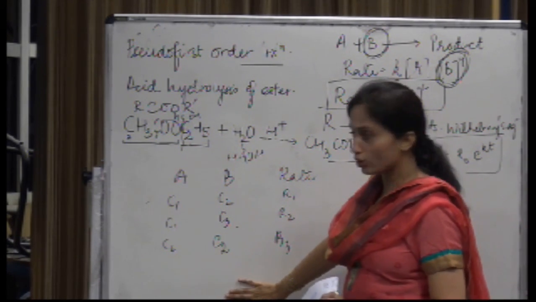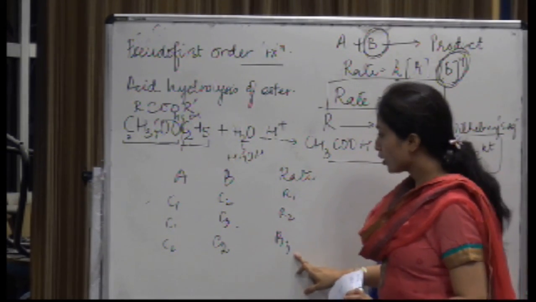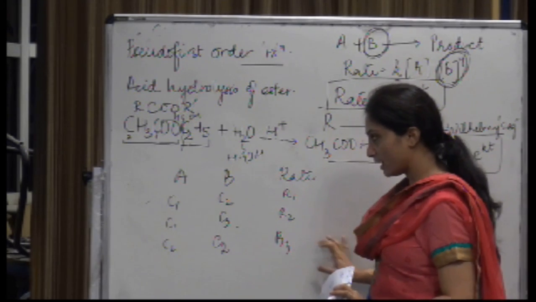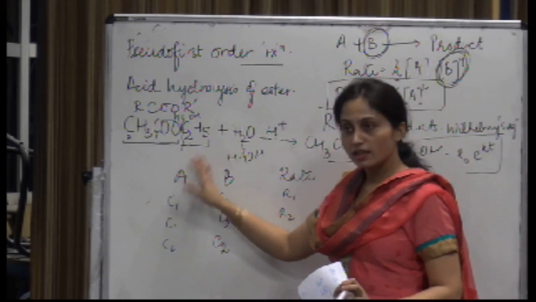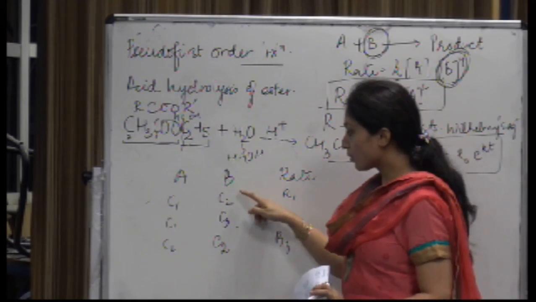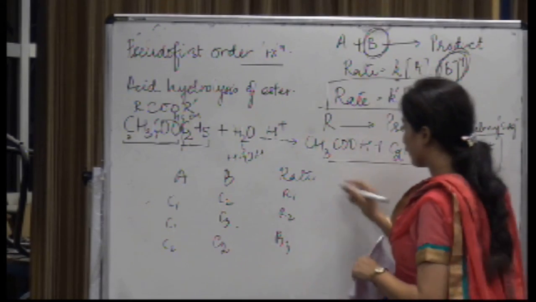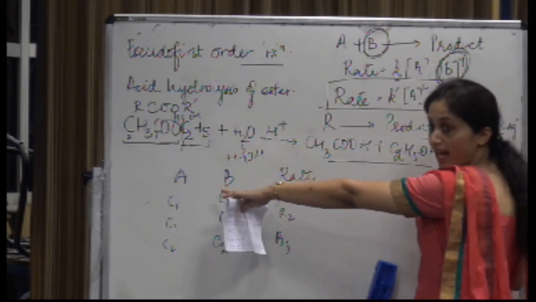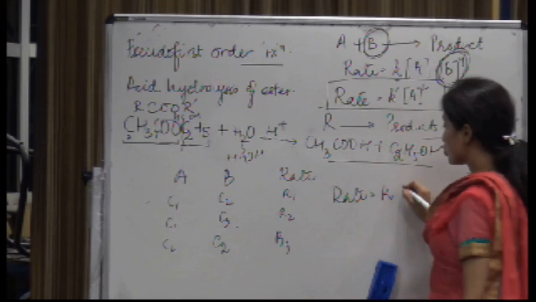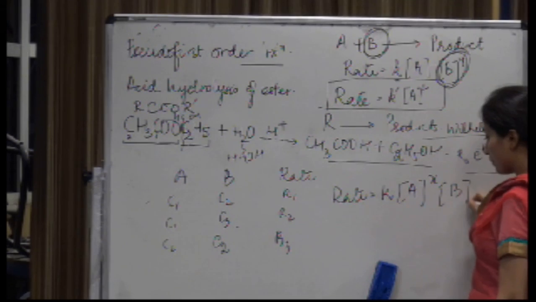It's given also in your book. What you have to do is R1 by R3 करोगे, तो you will get K1 by K3. Your C1 and C1 will get cancelled. So that means your A terms goes off, and you have C2 by C3 to the power Y. If in this case rate is equal to K, reactants की concentration given है, so that will be A to the power X and B to the power Y.